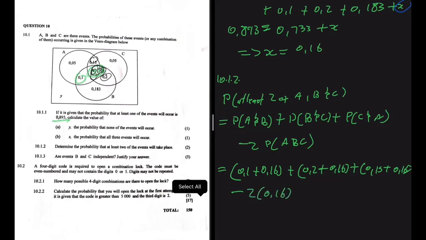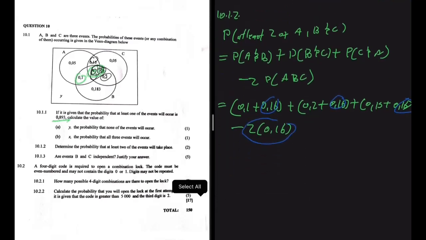You can see here that we counted 0.16 three times and we're subtracting it twice, so that we end up counting it only once. Let me put that in the calculator, and I'm getting 0.61. So the probability that at least 2 of these events will take place is 0.61.